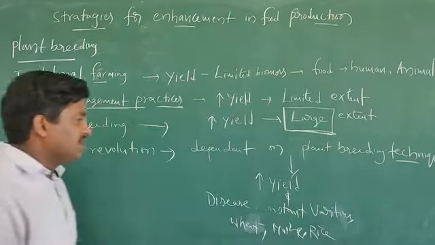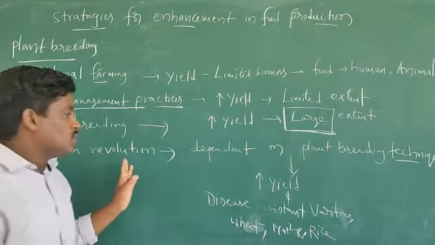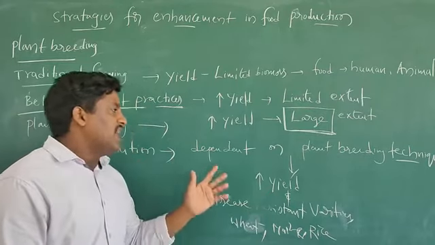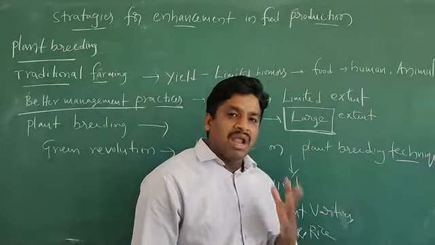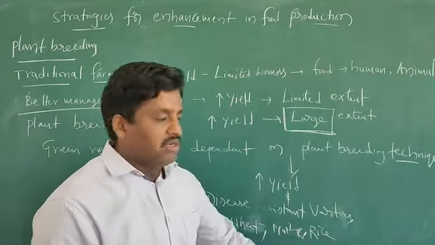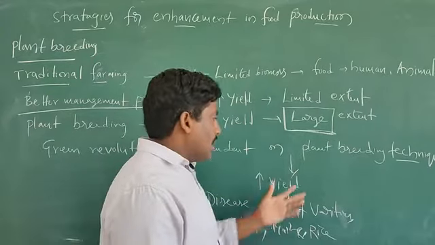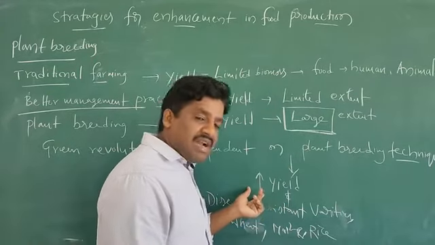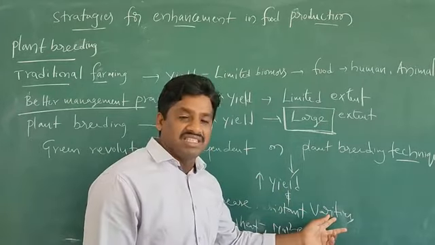So whenever the green revolution started, during the 1960s, it was dependent on plant breeding techniques. How these techniques work, we will continue in the next class. These plant breeding techniques are used for all crop varieties to increase the yield, and disease resistant varieties are also developed.